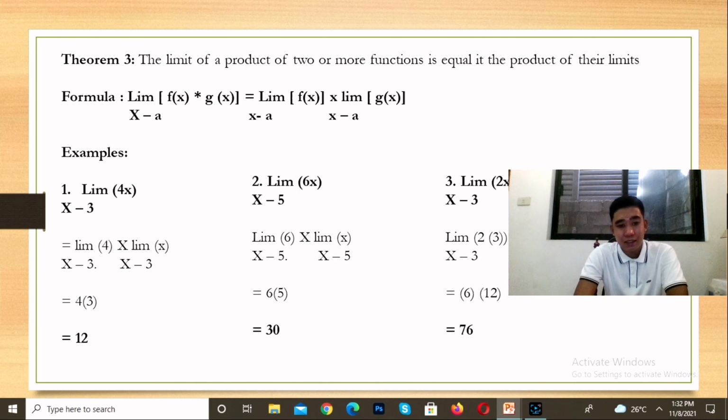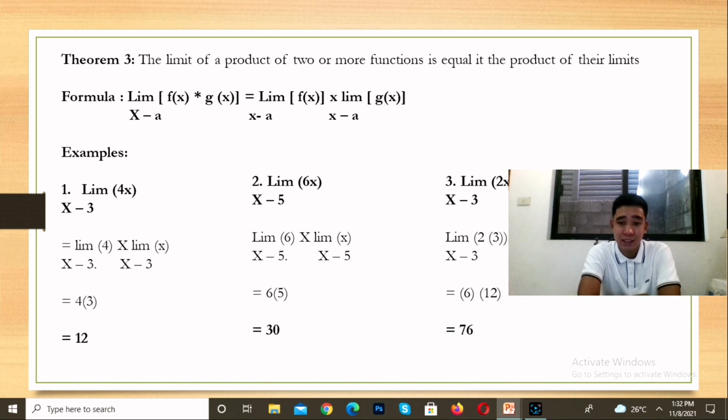Limit of 6x, x approaches 5. So limit of 6 times limit of x, x approaches 5. So yung 5, isasubstitute mo lang ulit sa x. So 6 times 5 equals 30.